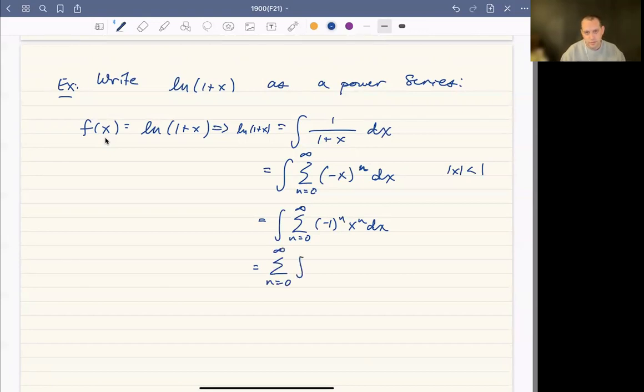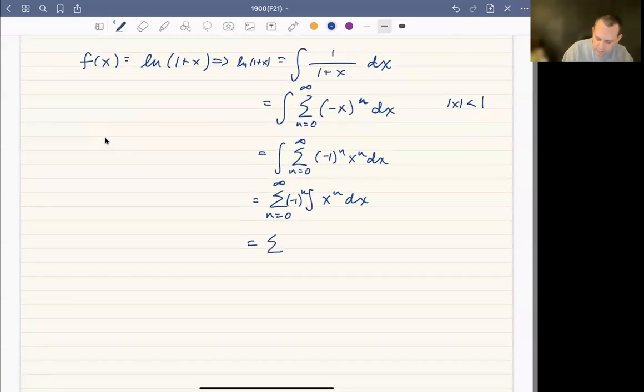You can interchange the sum and the integral, and we get the integral of, let's see, -1 to the n. -1 to the n is a constant with respect to x, so I'm going to bring that out. Then we have x to the n dx. And it turns out when we integrate this, we're going to have the sum as n goes from 0 to infinity of -1 to the n times, let's see, 1 over n plus 1, x to the n plus 1.